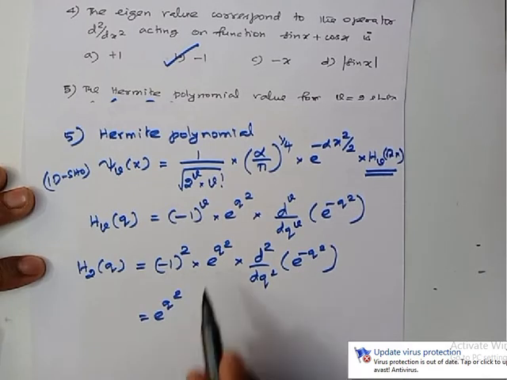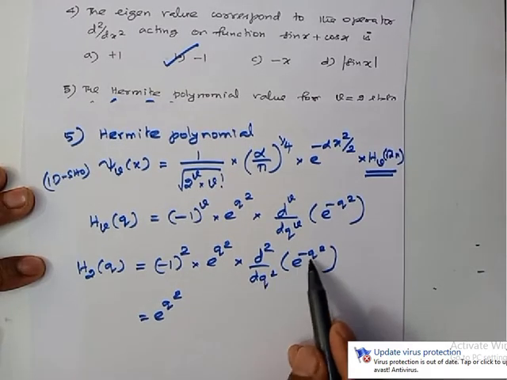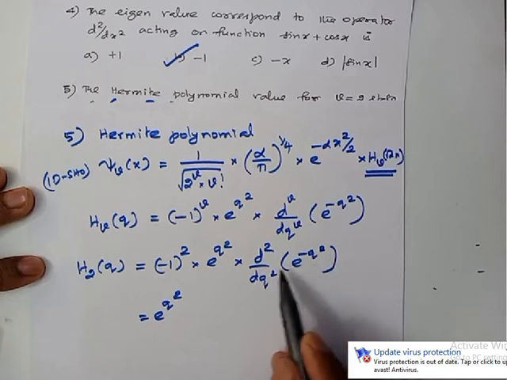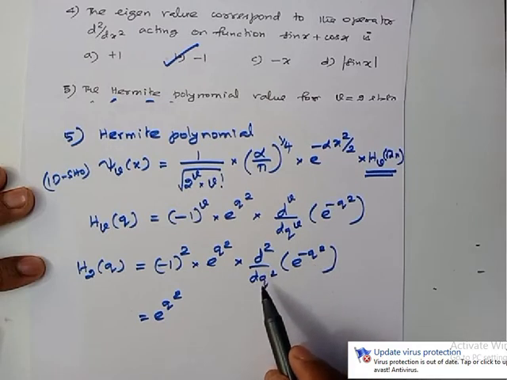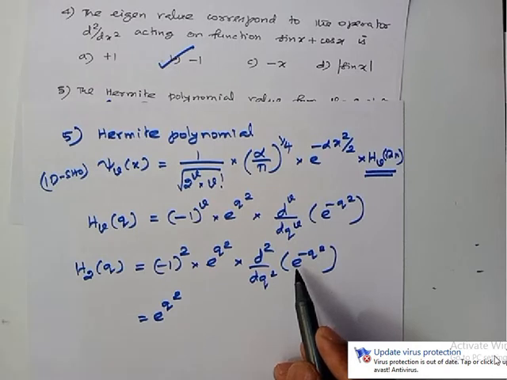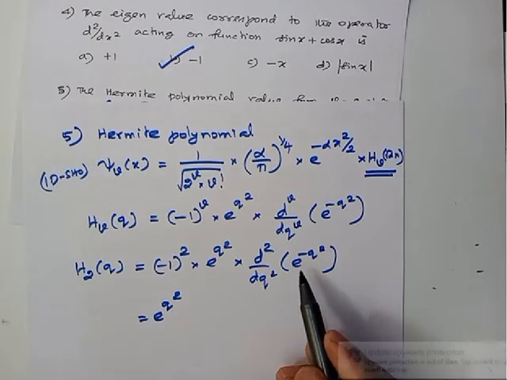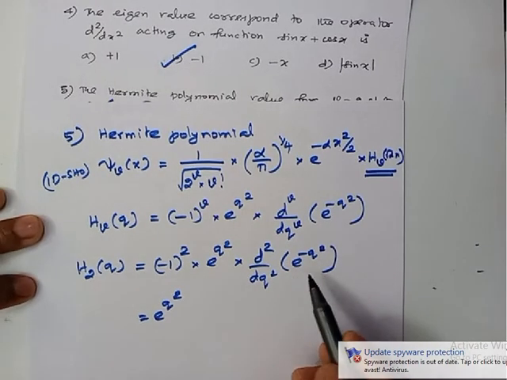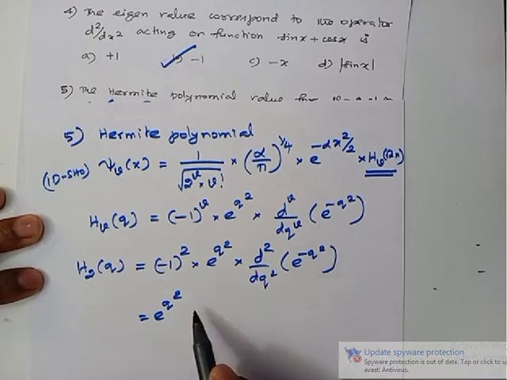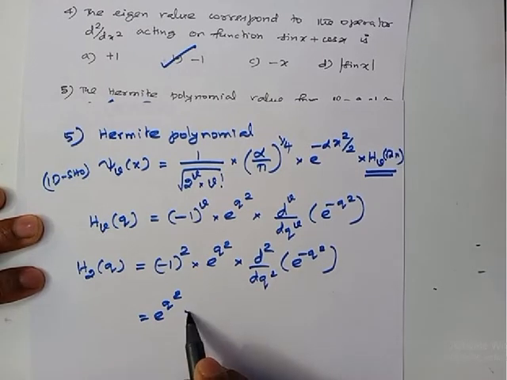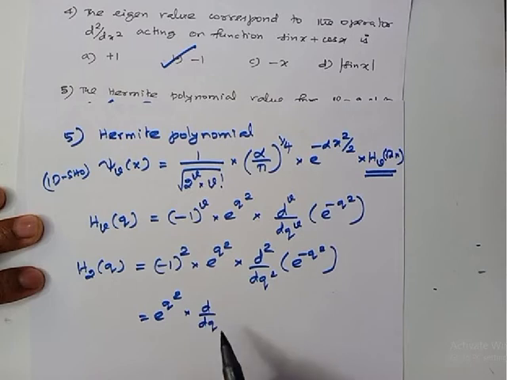You keep this one as such. Here I have to differentiate this function 2 times. d square by dq square is there, so we have to differentiate this 2 times. How to do that? If I differentiate once, I'll get d by dq. I'll keep d by dq as such.